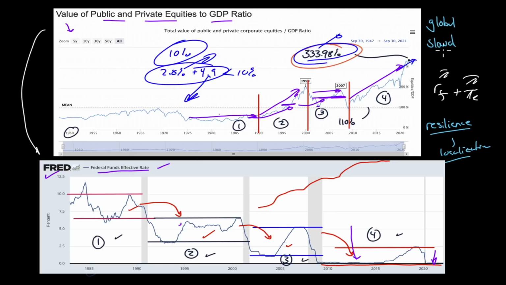I thought that was a neat little word, slowbalization. In other words, if the move from localization to globalization was positive for GDP growth, for world GDP, the reverse has to be true as well. It has to be negative for GDP.